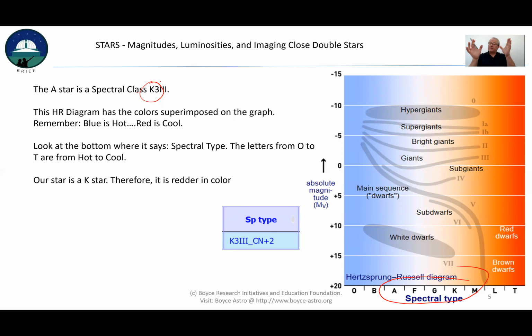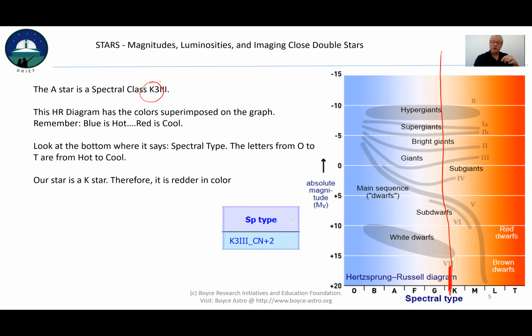Within the class of K, it starts at 0, which is almost to the G side. That's where 0 sits, right here. And then it goes to 9, which is right here, almost to the M class. So in this particular case, the K3 sits right about this particular line. So if I draw up the HR diagram, we have a rough idea what its coloring is going to be.